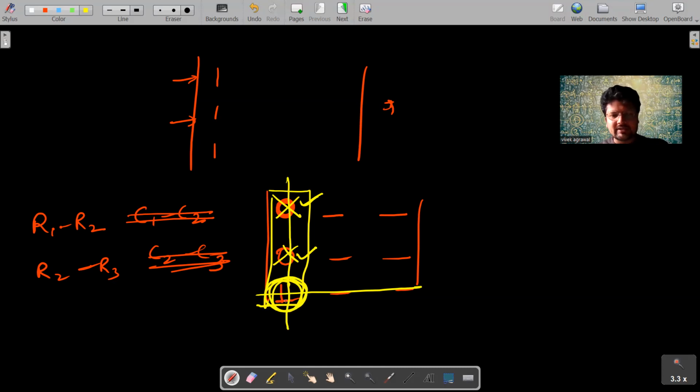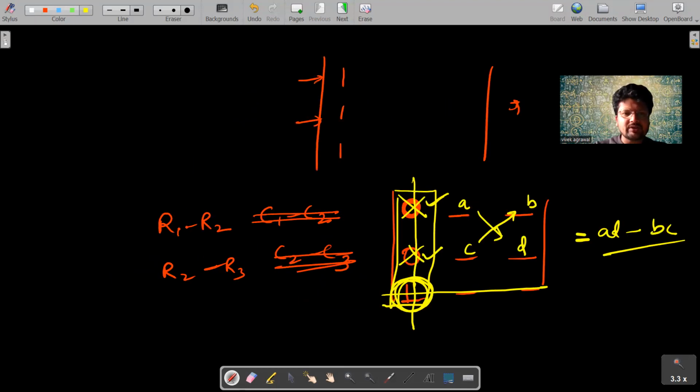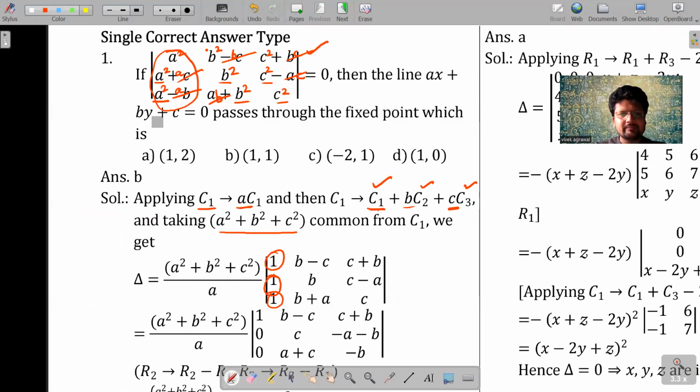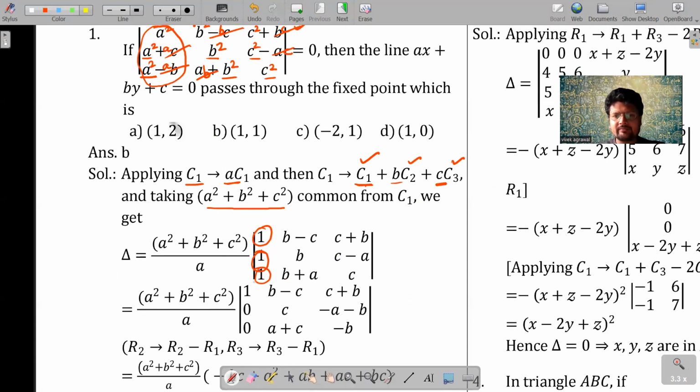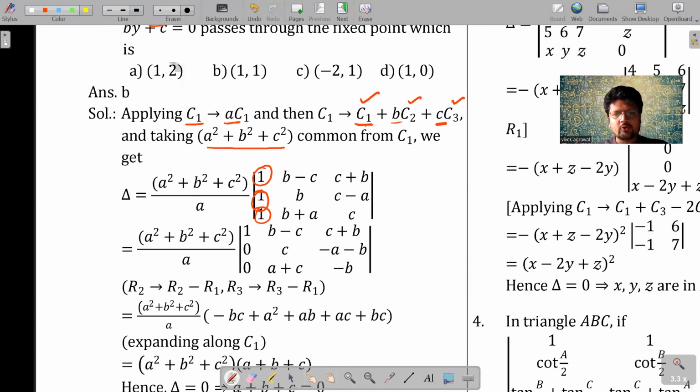Yes. So for this one, if you are expanding and you have the elements like A, B, C, D, the expansion would be nothing but A into D, AD, minus B into C, which is BC, AD minus BC. Yes. So the same thing we did here when we are getting 1, 1, 1. So what we will do now: row number 2 minus row number 1, row number 3 minus row number 1, so that 0, 0 gets created here. And now we can expand using this one.